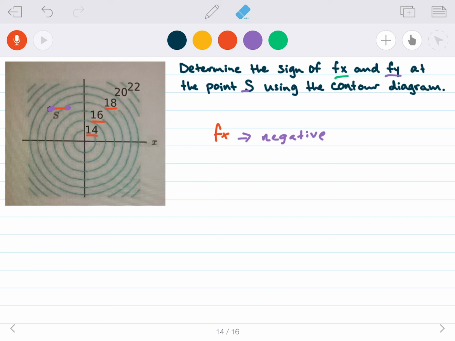Okay. On the other hand, if we look at the partial derivative with respect to y, so here we are at S. If we move up in the y direction, we're going to be at a more outer rung. So that's going to be positive, right? We're increasing the z as y increases. So this is positive.